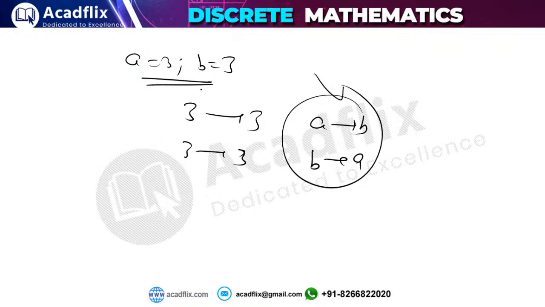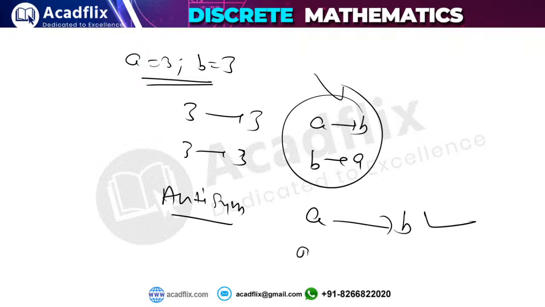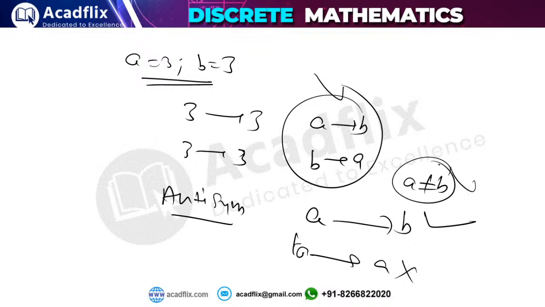Okay, the antisymmetry property says that between different elements there should be no symmetry. If it is there, then it should not be there. Basically between different elements means A should not be equal to B. Between different elements there should be no symmetry. Okay, so this is the antisymmetry property.